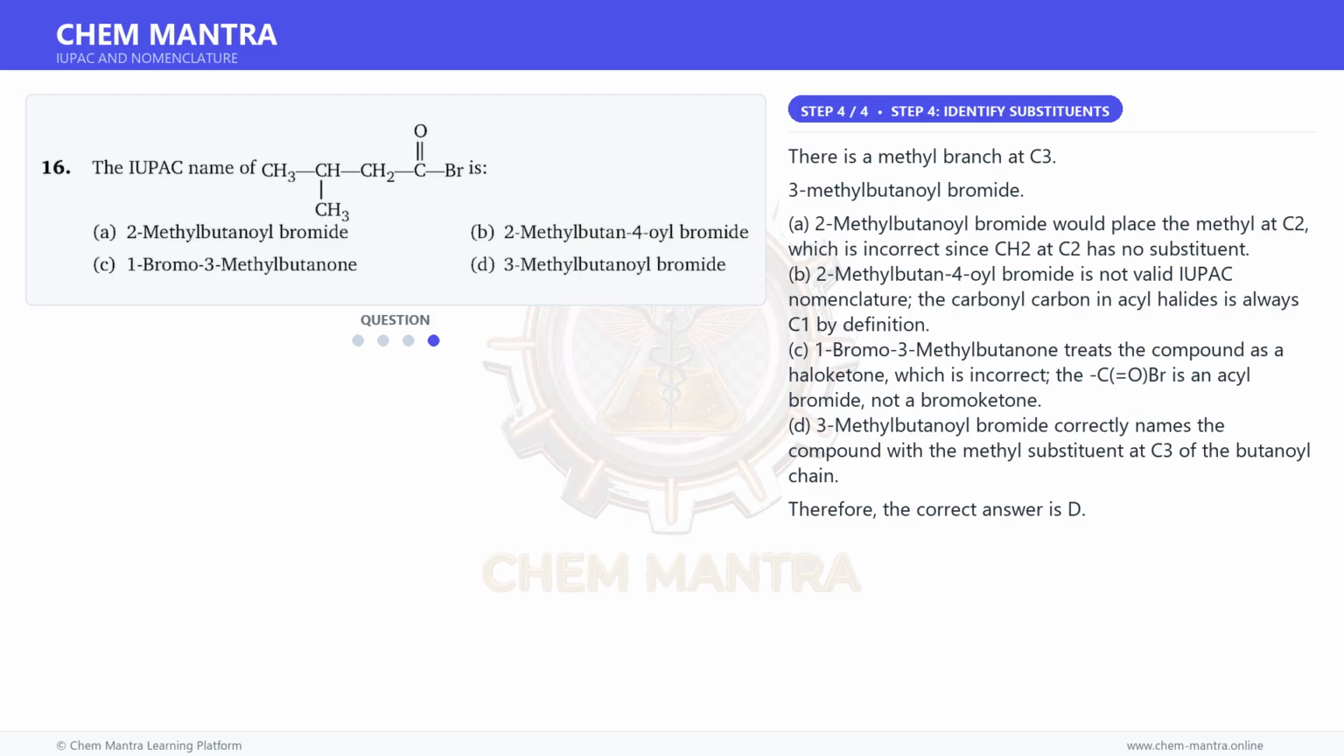C, 1-bromo-3-methylbutanone, treats the compound as a haloketone, which is incorrect. The C=O, Br is an acyl bromide, not a bromoketone. D, 3-methylbutanoyl bromide, correctly names the compound with the methyl substituent at C3 of the butanoyl chain.